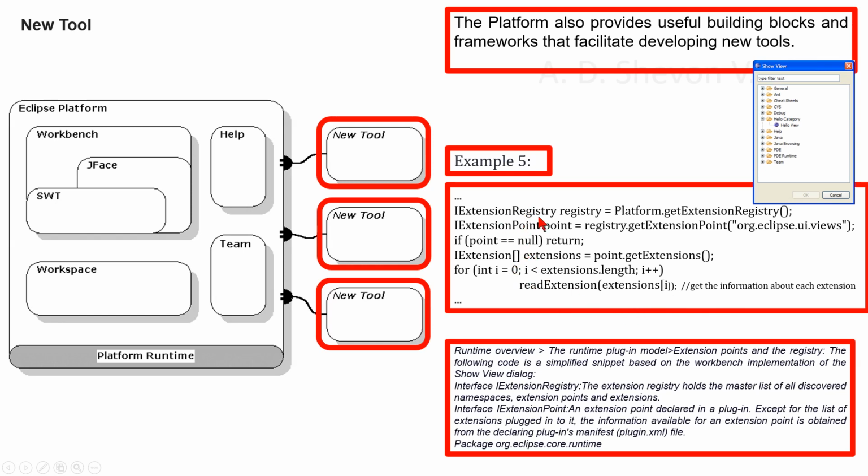The interface IExtensionRegistry. The extension registry holds the master list of all discovered namespaces, extension points, and extensions. The interface IExtensionPoint: an extension point declared in the plugin, except for the list of extensions plugged into it. The information available for an extension point is obtained from the declaring plugin's manifest plugin.xml file. These are in the package org.eclipse.core.runtime.